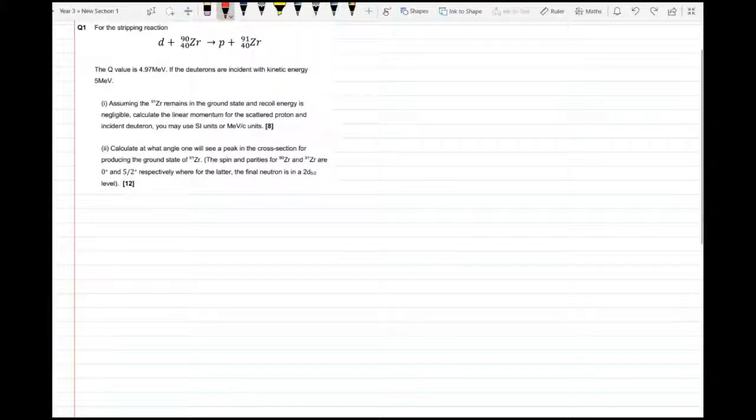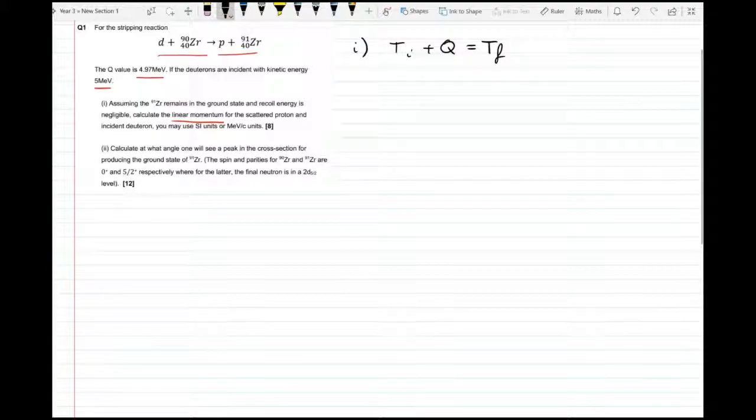This is a question based on a stripping reaction. A deuteron interacts with zirconium to produce a proton and an isotope of zirconium. We have the Q value and we have the kinetic energy of the deuteron. For the first part of the question, we must work out the linear momentum of the scattered proton and the incident deuteron. We may use either SI units or megaelectronvolts per c.